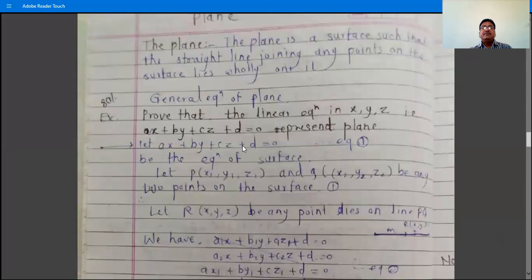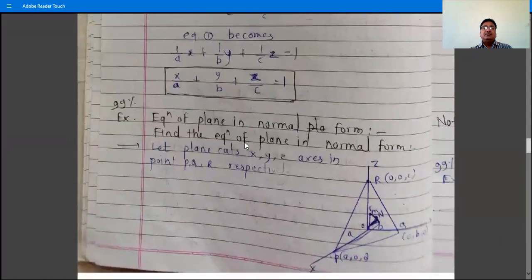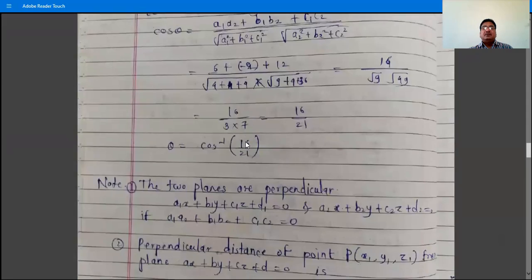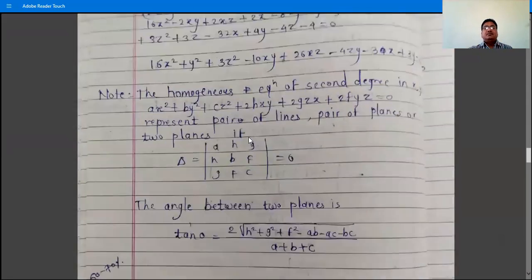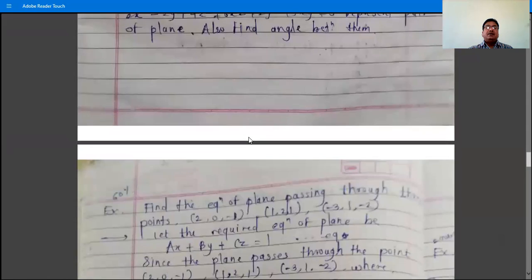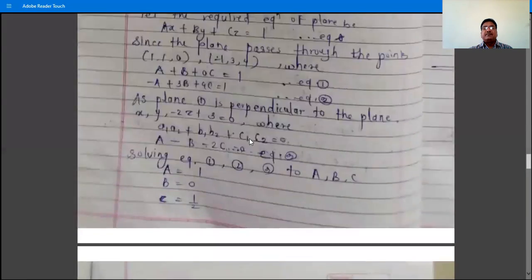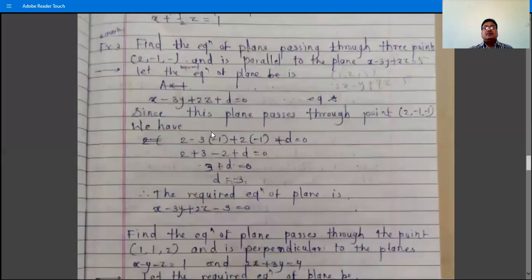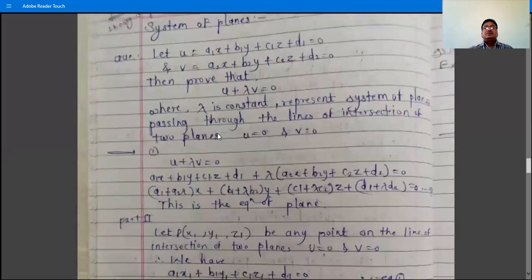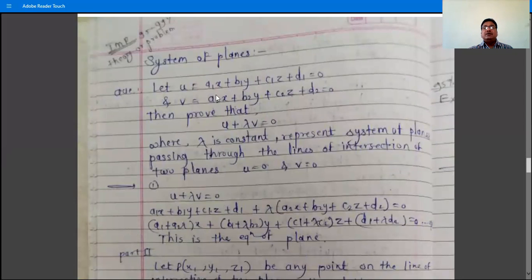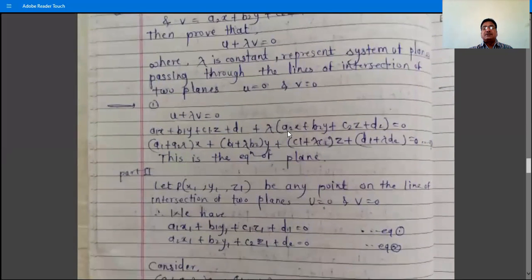In the topic of planes, we find the equation of a plane passing through, or containing, the line of intersection. This is the system of planes. U is a1x plus b1y plus c1z plus d1 is equal to 0, and V is a2x plus b2y plus c2z plus d2 is equal to 0. Then U plus lambda V is the equation of the plane passing through the line of intersection of these two planes, U is equal to 0 and V is equal to 0.